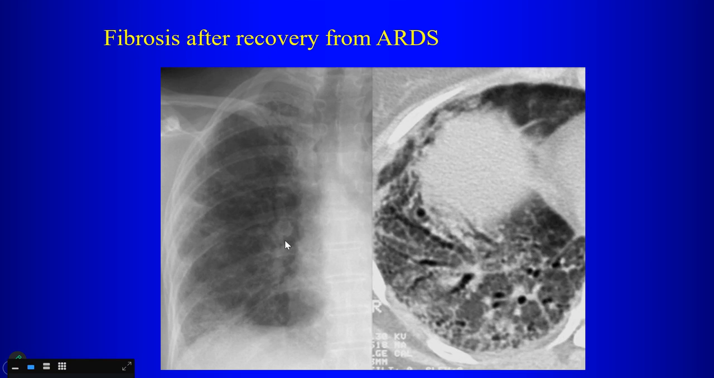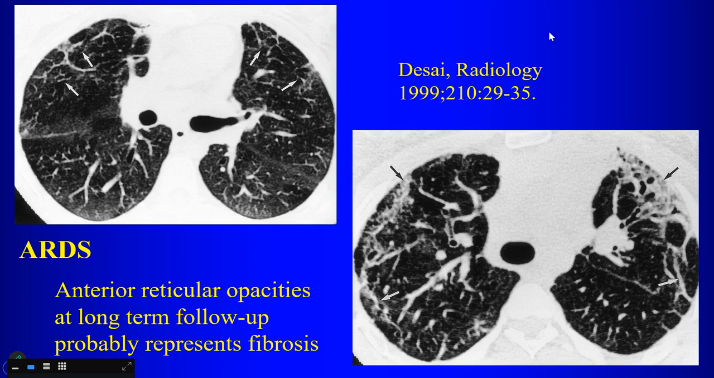And then fibrosis, after recovery from ARDS, we might see some traction bronchiectasis, and some irregular opacity, and peribronchial opacities also. Interestingly, we don't see honeycombing from fibrosis from ARDS. Usually we don't get honeycombing. We see traction bronchiectasis, but not honeycombing.